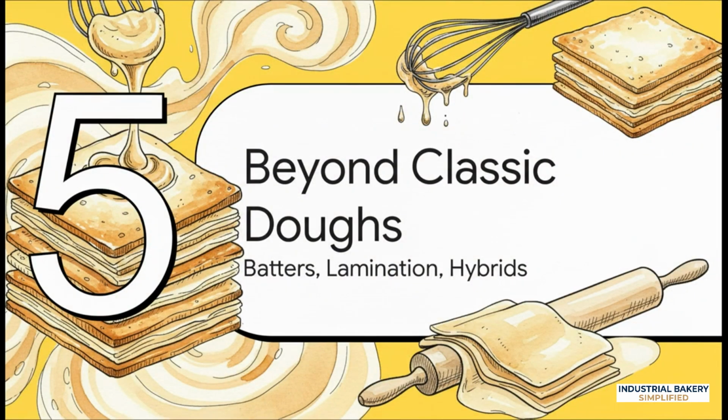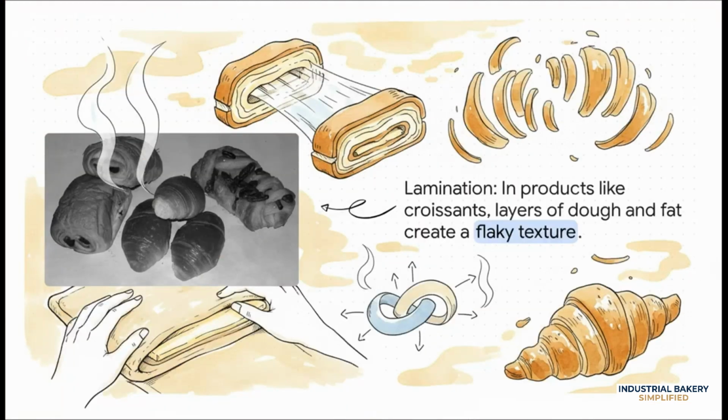Of course, the world of baking is wonderfully creative, so not everything is going to fit perfectly into our two main boxes. So let's check out a few really fascinating outliers that play by a different set of rules. First up, lamination. With this technique, instead of mixing fat into the dough, you fold huge sheets of fat between layers of dough over and over again.